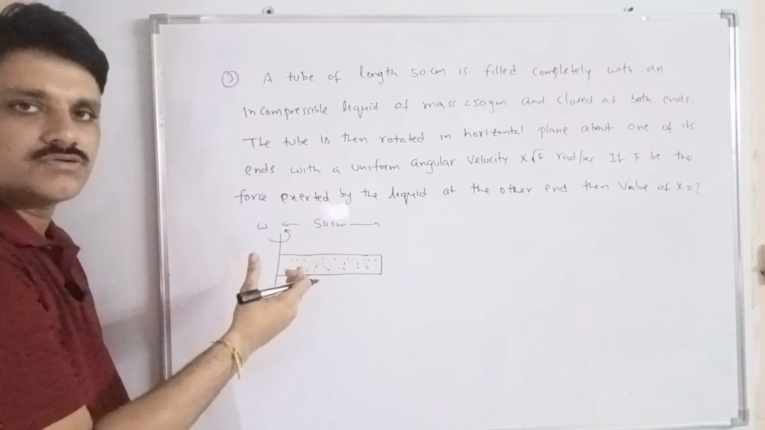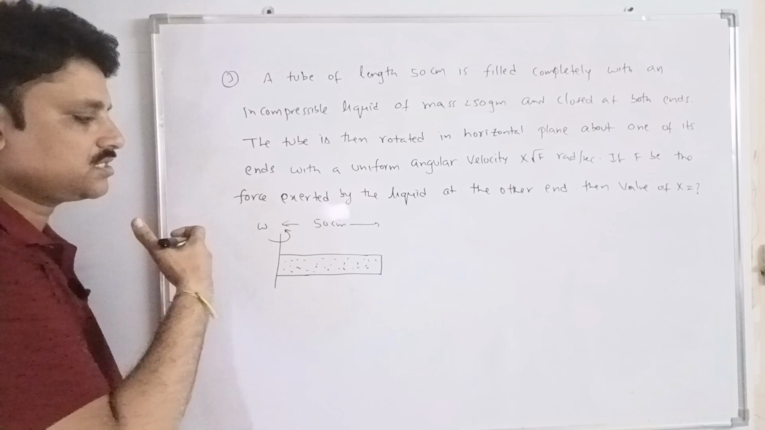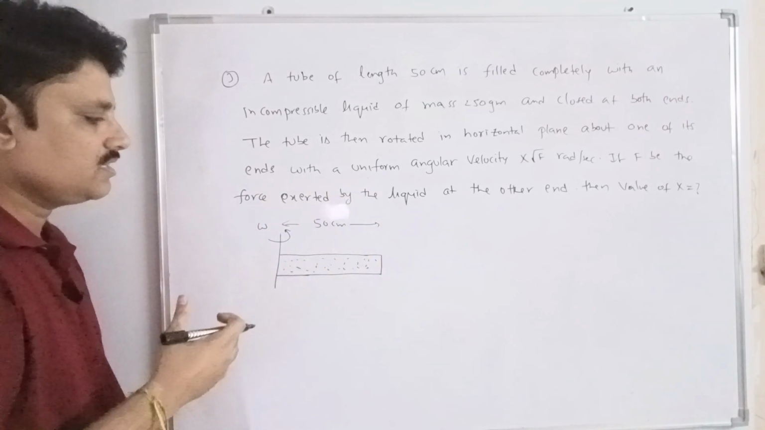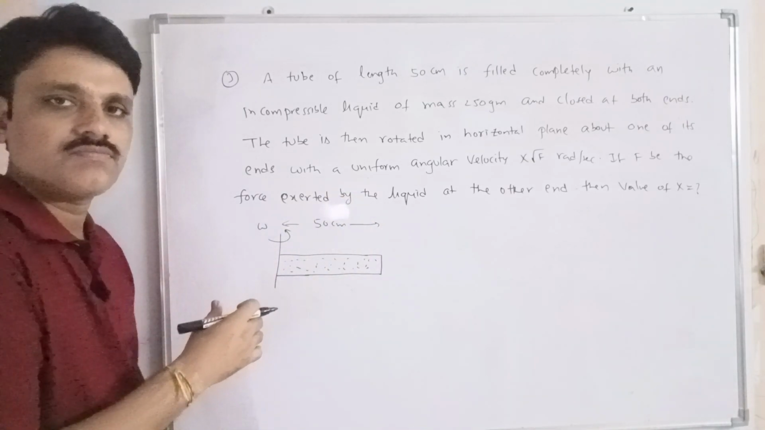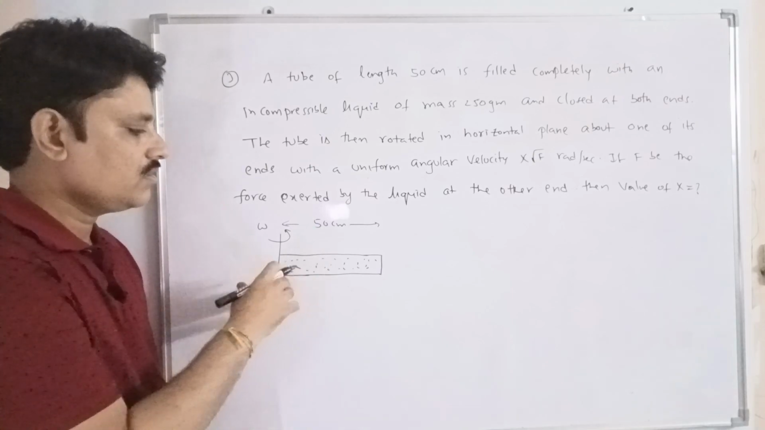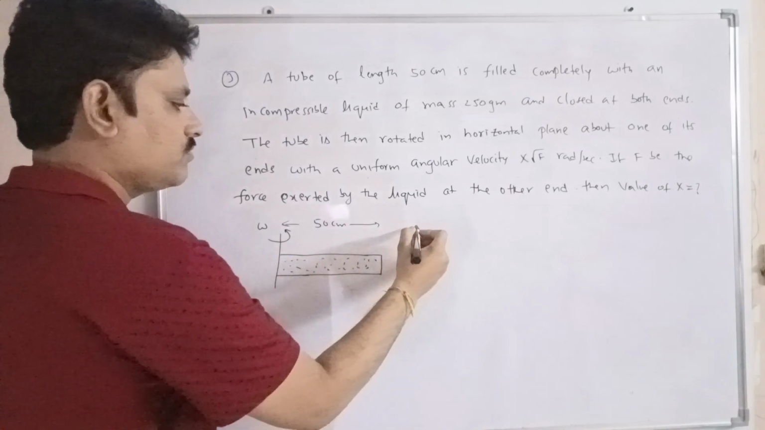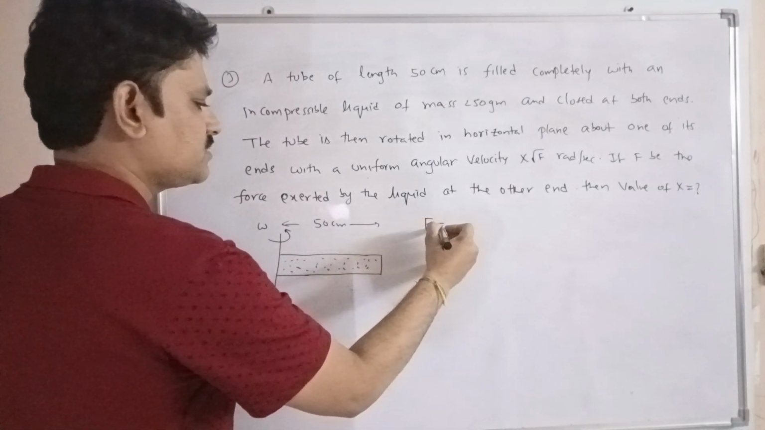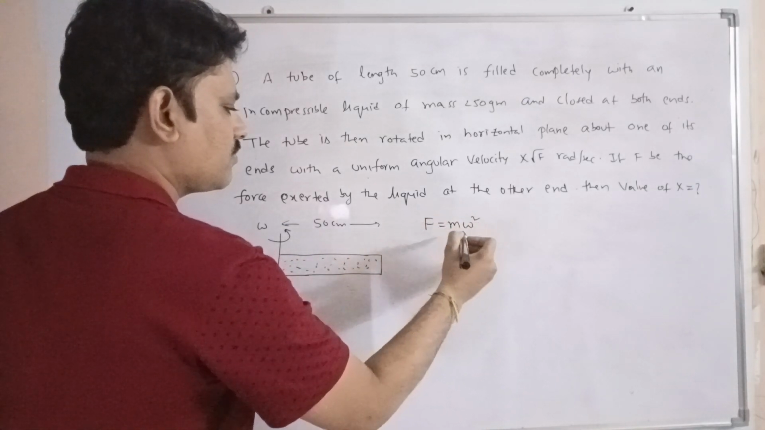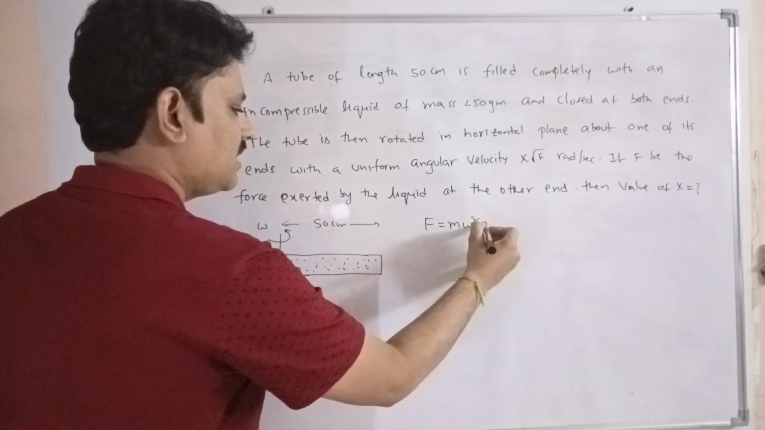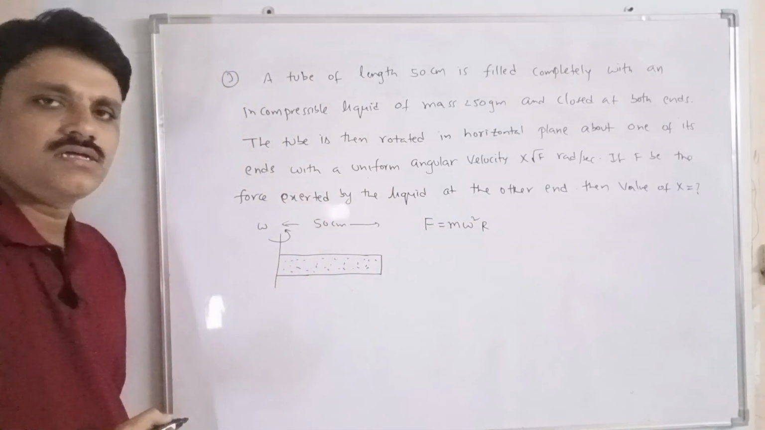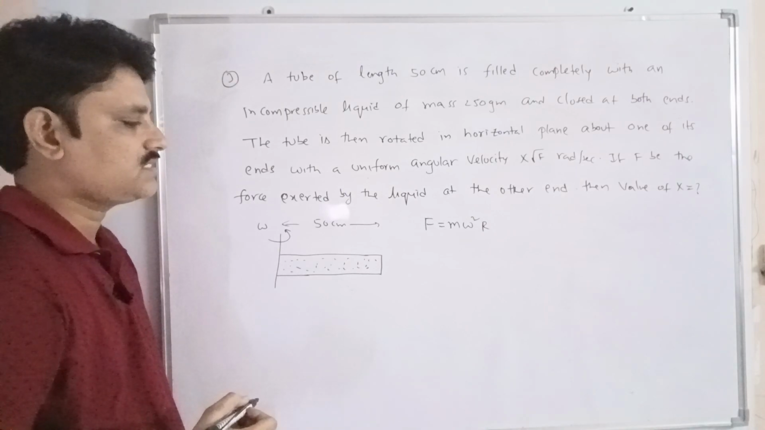If a washing machine is rotating, the water will stick to the ends of the wall. In a similar way, here the centrifugal force is exerted by the liquid on the other side of the wall. We know the relation for centrifugal force, that is m omega square r. R is the distance, omega is the angular speed, and m is the mass.